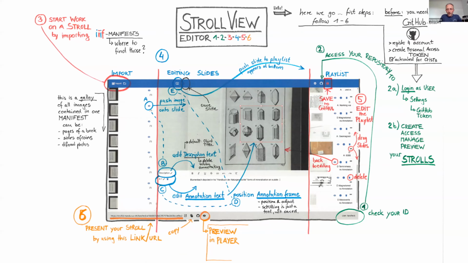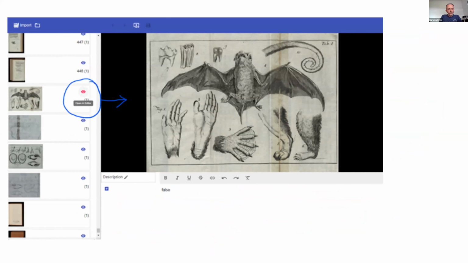This is the editor of our StrollView tool in three columns: an import, an editing, and a playlist column. It takes users in six quick steps into how to use the tool and build the stories. I will show you just the essential steps.